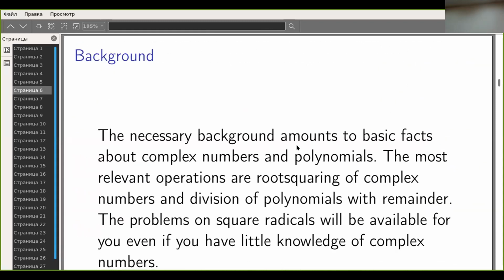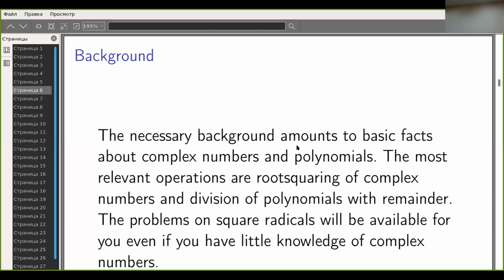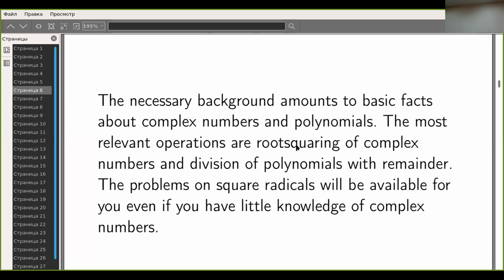What you need to know in advance, the background. The necessary background amounts to basic facts about complex numbers and polynomials. You have to know such simple operations as root extraction of complex numbers and division of polynomials with remainder.